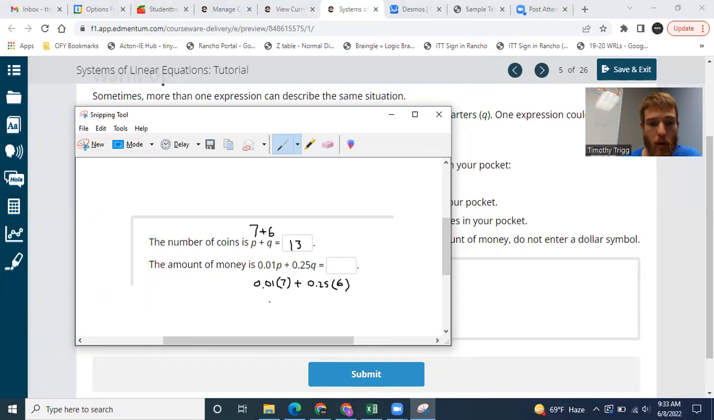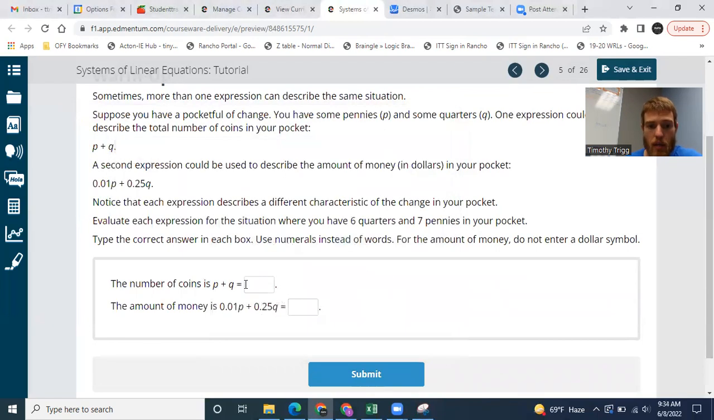So 0.01 times 7 is 0.07, plus 0.25 times 6 is 1.50. So $1.50, which makes sense. 6 quarters is $1.50. Add those together, that's $1.57. Okay, so there we can write that there. So it's 13 and $1.57.